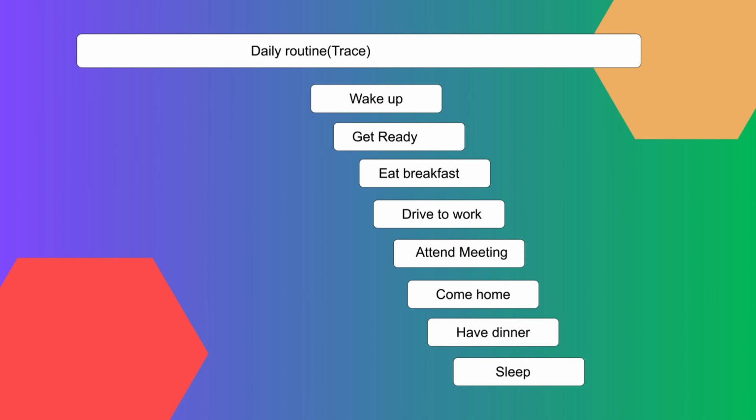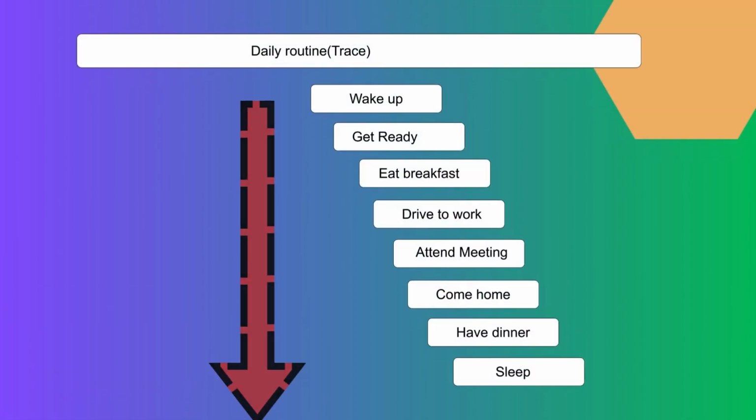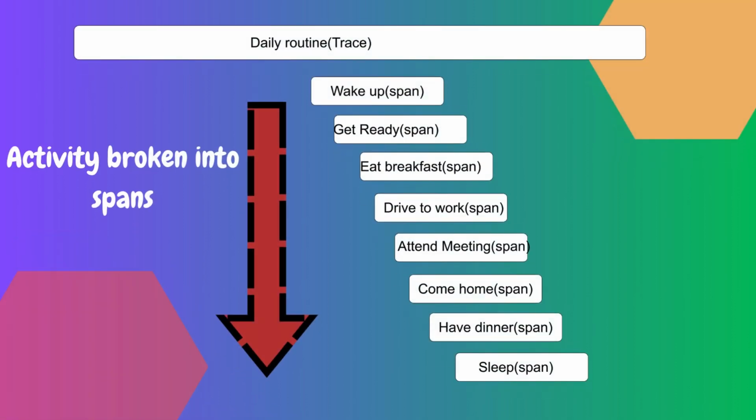Basically, a daily routine. Imagine a day of your daily routine. You wake up, get ready, eat breakfast, drive to work, attend a meeting, come home, have dinner, and sleep. A trace represents the entire sequence of your activity during the day, from waking up to going to bed. It's a high-level view of your daily journey. Let's take this example for this plan.